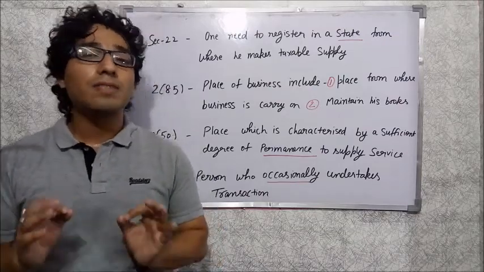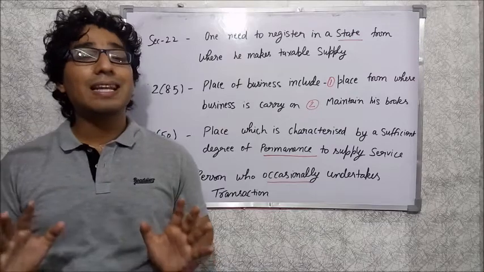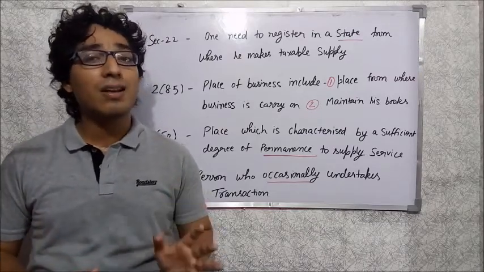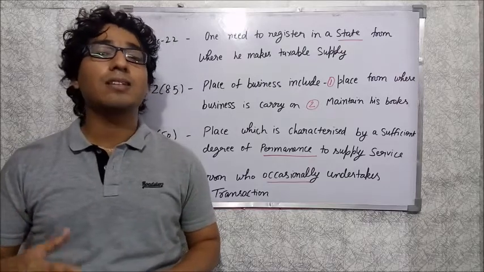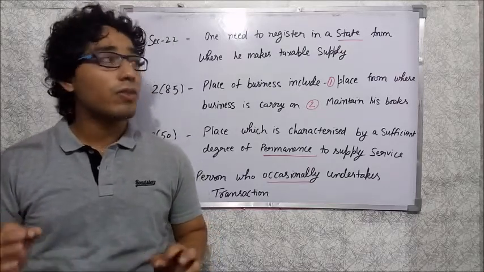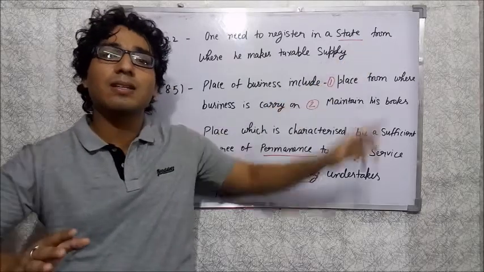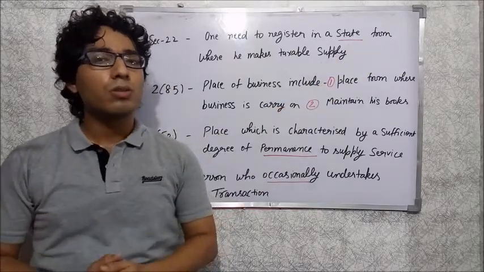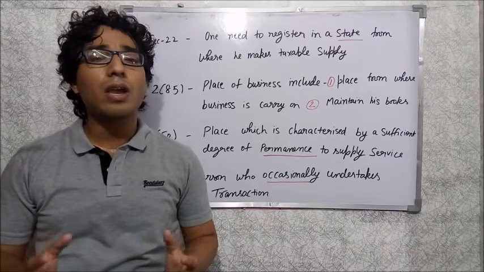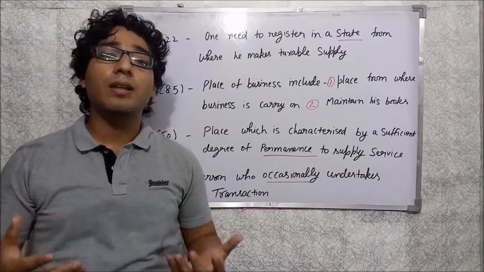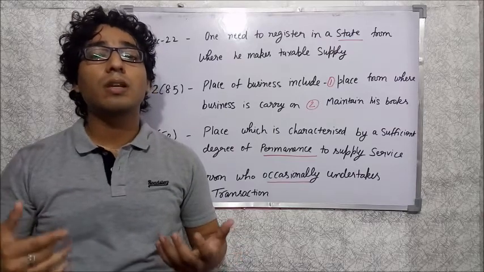So we have seen under Section 22 it is written that a person needs to take registration in every single state from where he supplies the taxable goods or services. So the wording is "in a state from where he supplies the taxable goods or services." So now the question is, from where? How can we determine that a person is providing the service or goods in which state?